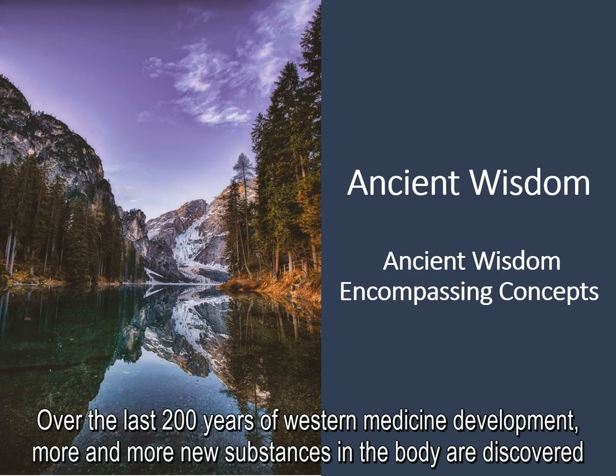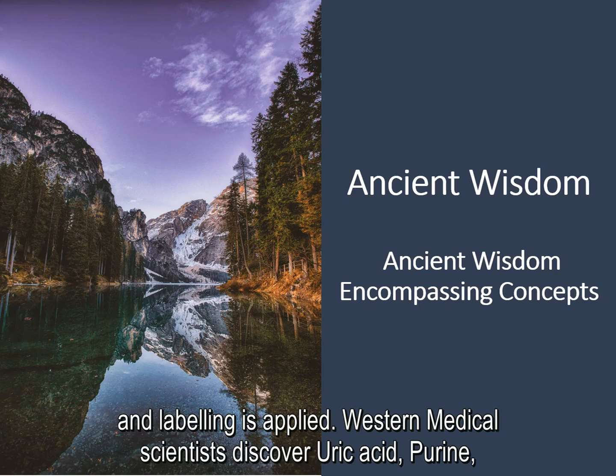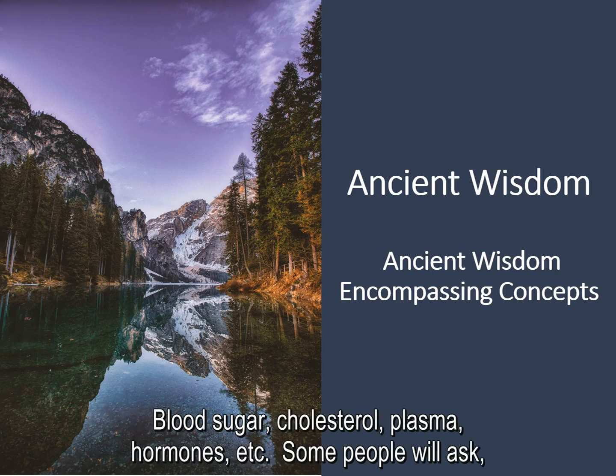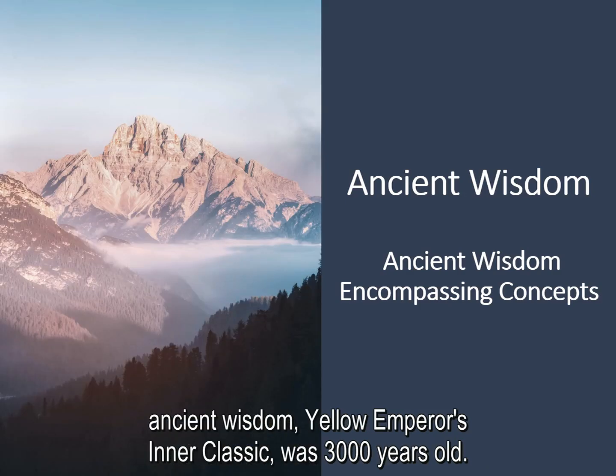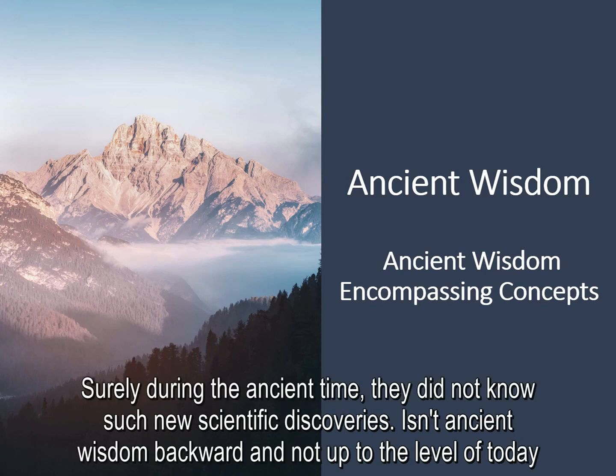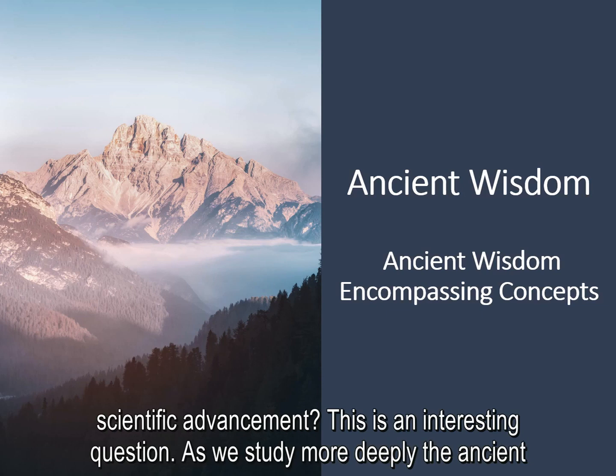Over the last 200 years of Western medicine development, more and more new substances in the body have been discovered and labeling is applied. Western medical scientists discover uric acid, purine, blood sugar, cholesterol, plasma, hormones, etc. Some people ask, the ancient wisdom, the Yellow Emperor's Inner Classic, was thousands of years old. Surely during the ancient time, they did not know such new scientific discoveries. Isn't ancient wisdom backward and not up to the level of today's scientific advancement?